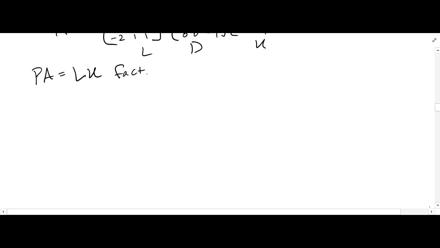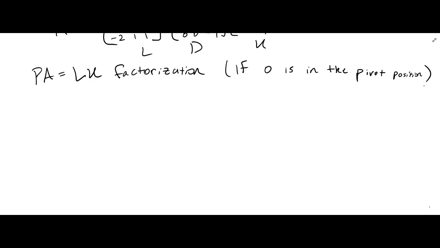Okay, another factorization is the PA equals LU factorization. It's pretty much the same as the LU factorization. You just start by swapping one of the rows of your matrix because you have a 0 in a pivot position, meaning diagonal, upper left or something. Any entry that you would usually need to reduce the matrix to upper triangular, if that's a 0, you have to do a PA equals LU factorization instead of LU.